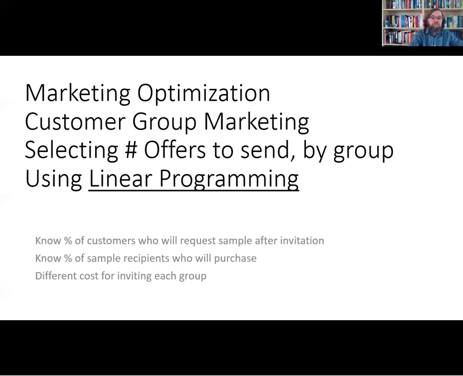So this assumes that someone has estimated for us the percentage of each group who will request a sample after we send the invitation. And then we also know the percentage of sample recipients from each group that will make a purchase decision. And we are assuming that the cost to send an invitation to each group is known.